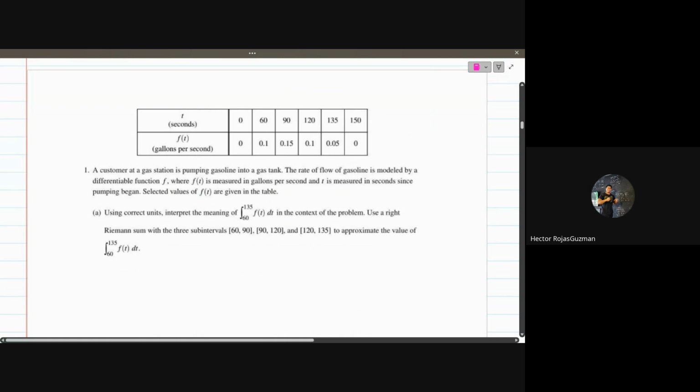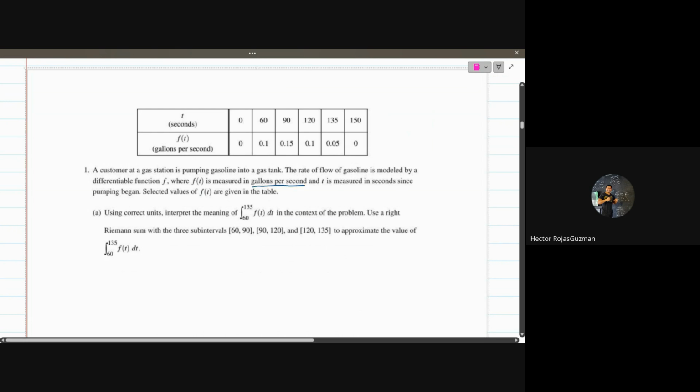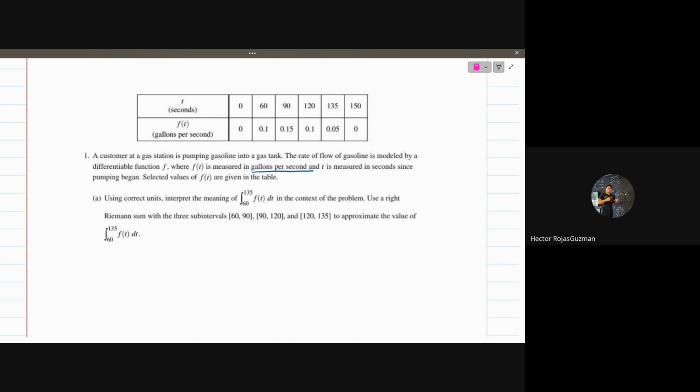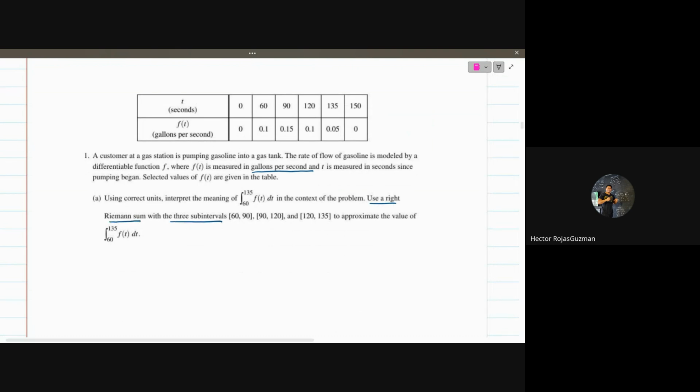Here we're given the table. It says a customer at a gas station is pumping gasoline into a gas tank. The rate of flow of gasoline is modeled by a differentiable function f, where f is measured in gallons per second. It's going to be important. t is measured in seconds since pumping began. Selected values of f of t are given in the table above. Using the correct units, interpret the meaning of the integral from 60 to 135 in the context of the problem. Use a right Riemann sum with 3 subintervals to approximate the value of the integral.